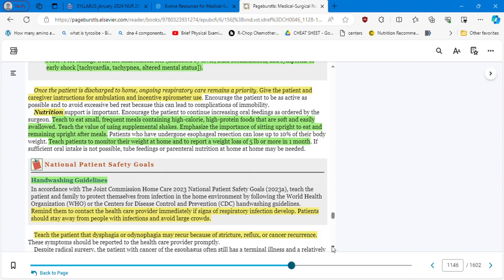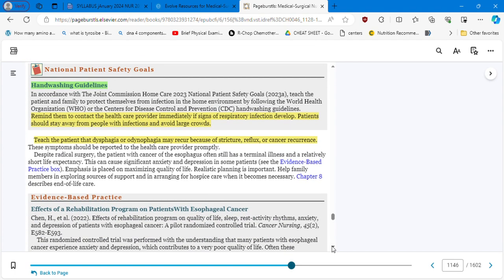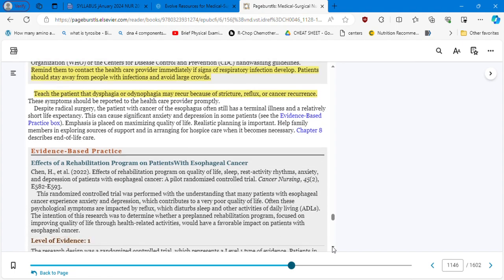Teach patients to monitor their weight at home and to report a weight loss of 5 or more in 1 month. Remind them to contact the healthcare provider immediately if signs of respiratory infection develop. Patients should stay away from people with infection and avoid large crowds. Teach the patient that dysphagia, which is difficulty swallowing, or odynophagia, which is pain when swallowing, may recur because of stricture, reflux, or cancer recurrence.